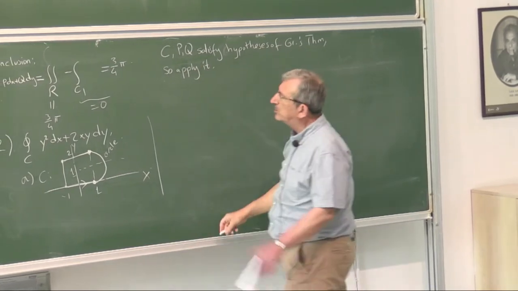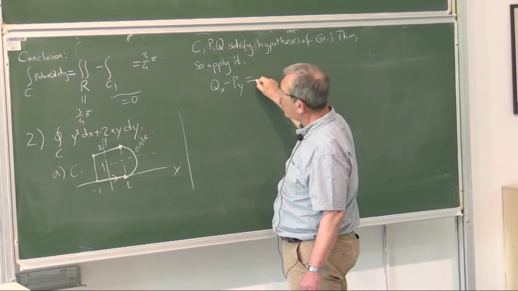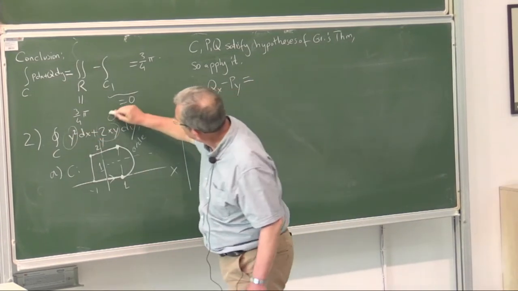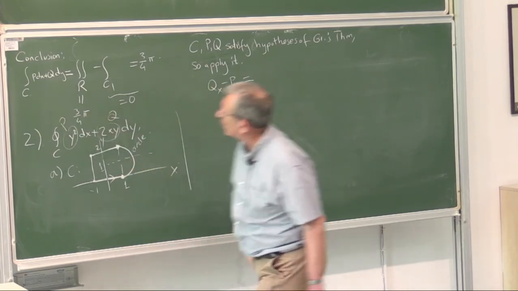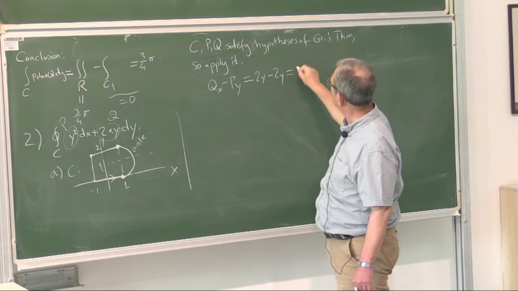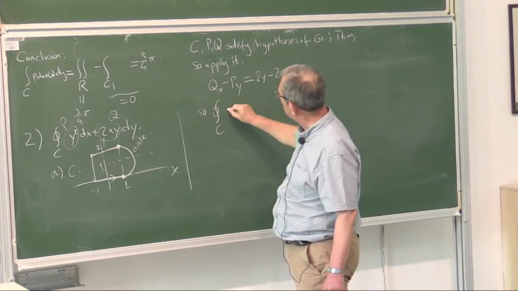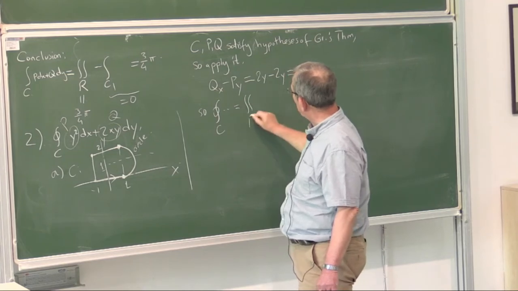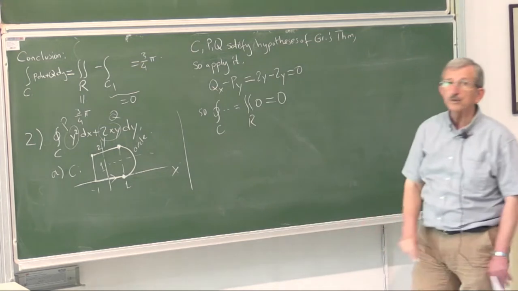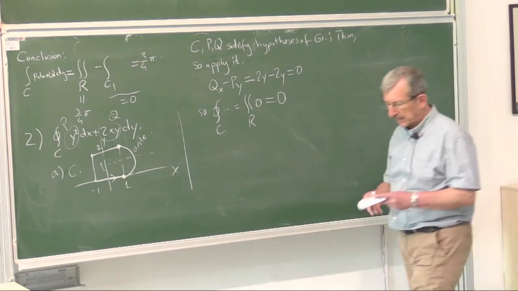Applying Green's theorem means we calculate Q sub x minus P sub y. Well, this is Q, this is P. So we have 2y minus 2y, which is 0. So the integral over C is the integral over R of 0, which is 0. So we are finished. We don't have to calculate anything else here.